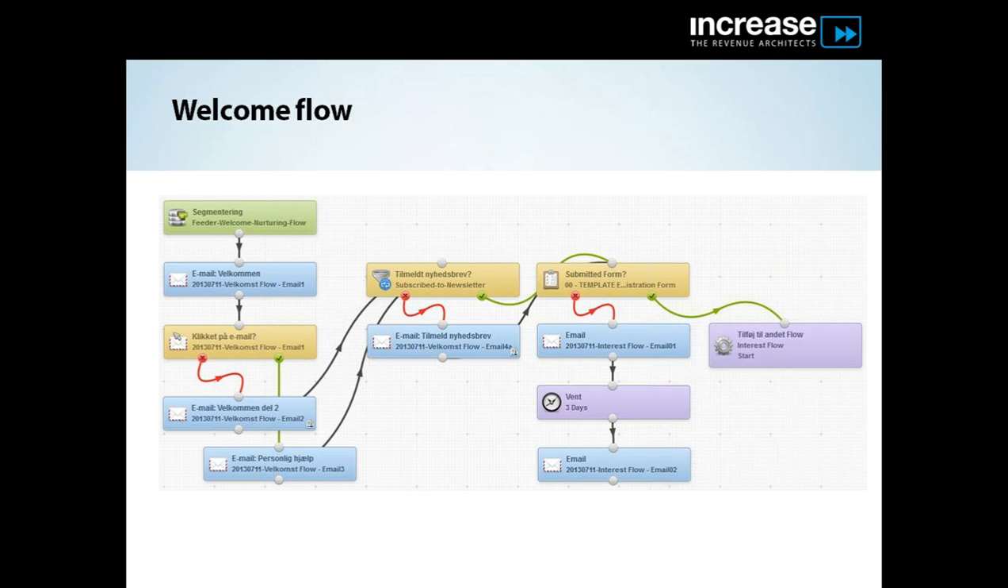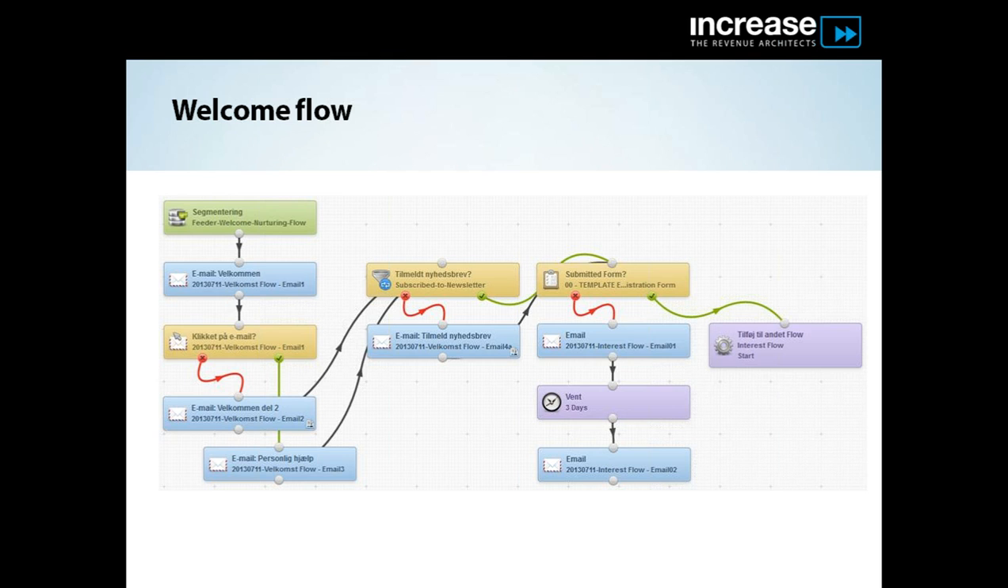The green box is a segment that is monitoring the criteria for entering this welcome flow. So when the system spots a new contact that qualifies to enter the welcome flow, the contact is put into this flow. An email is sent, that's the blue boxes, and then after a little while the system will look at if they actually clicked on this email and send one message if they did and another if they didn't.